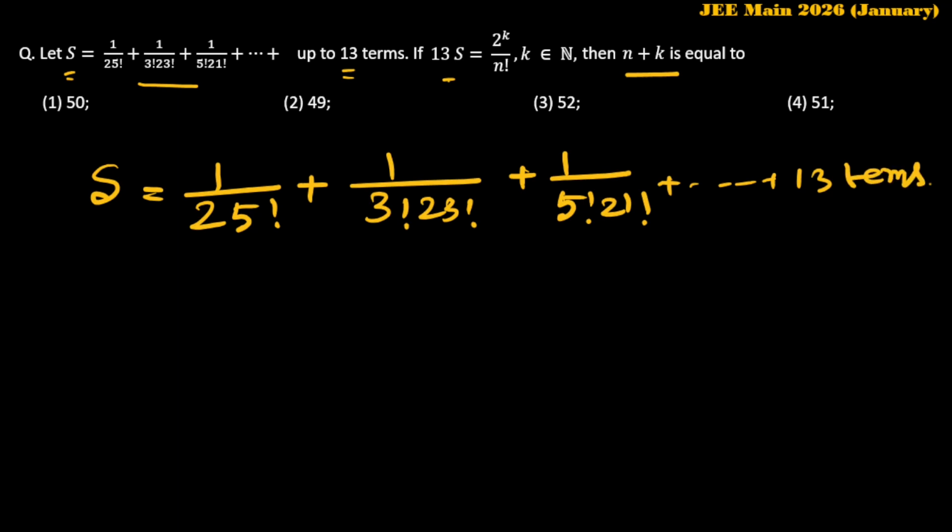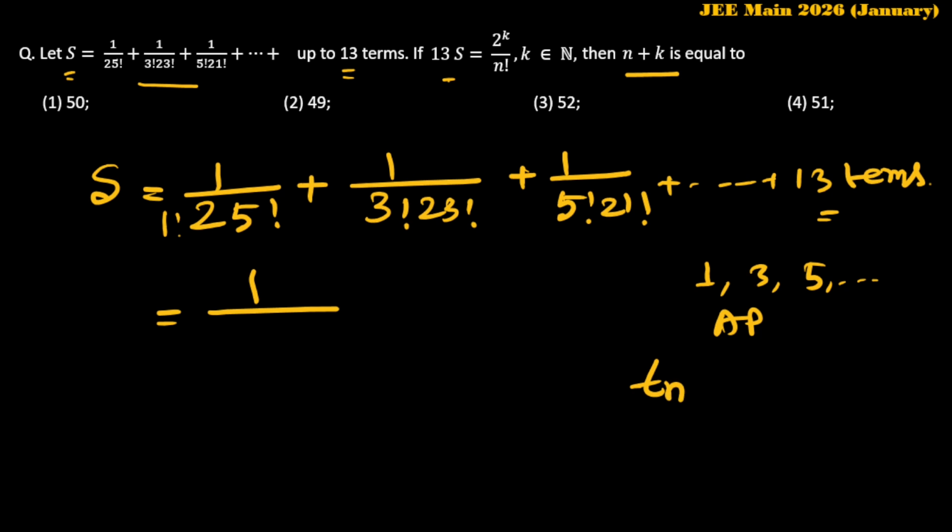For this type of question, we write the general term of the expression S and also find the 13th term. How to find the 13th term? If you observe the pattern, it is 1 factorial, then 3 factorial, then 5 factorial up to 13 terms. So how to find this 13th term? If we see 1, then 3, then 5 up to 13 terms, it is an AP series. How to find the term of an AP series?